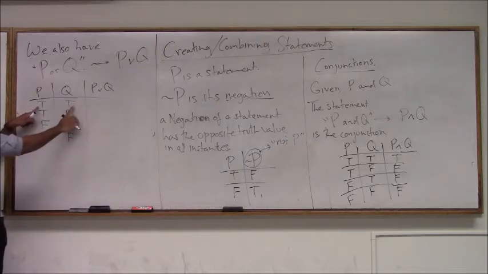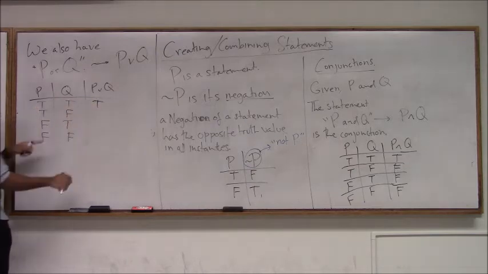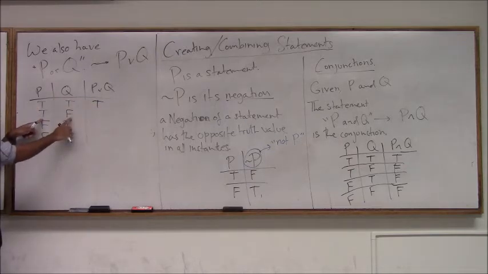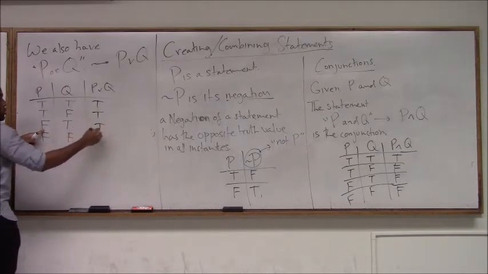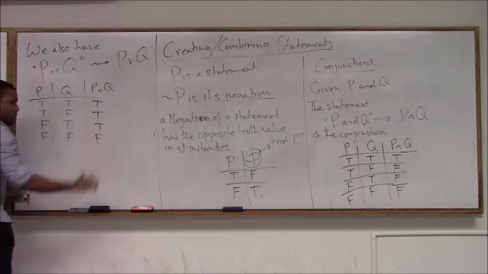Here P is true and Q is true, so one or the other is true. Here P is true but Q is false, that means P or Q is true. Here Q is true, so that's true. Here neither is true, so that's false.